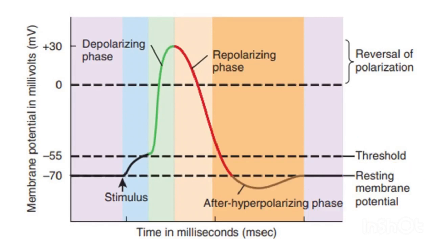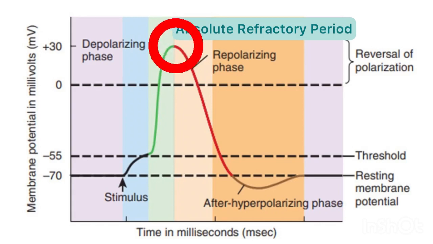Then lastly, you have your refractory period. You have your absolute and your relative. Your absolute refractory period is the short time while the axonema is still depolarized. A second stimulus, however strong, is unable to excite the nerve. This is when the sodium channels become inactivated and no stimulation will open additional sodium gates.